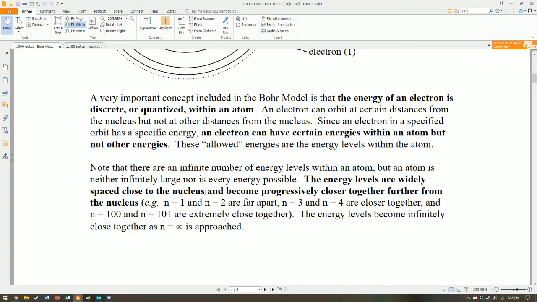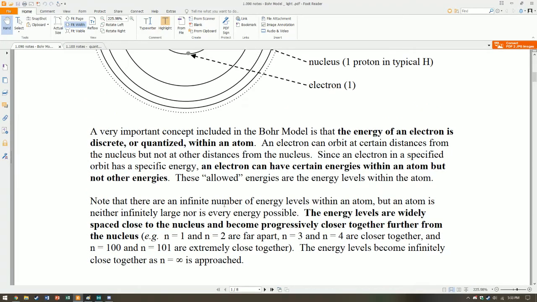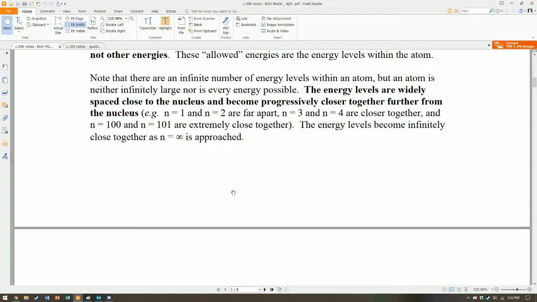Note that generally, as you go farther and farther away from the nucleus, the energy levels become closer and closer together. So the difference between energy level 1 and 2 is greater than the energy level difference between 3 and 4, and then 4 and 5 is even smaller, and so on. And the difference between them becomes infinitesimally small as you reach n equals infinity.